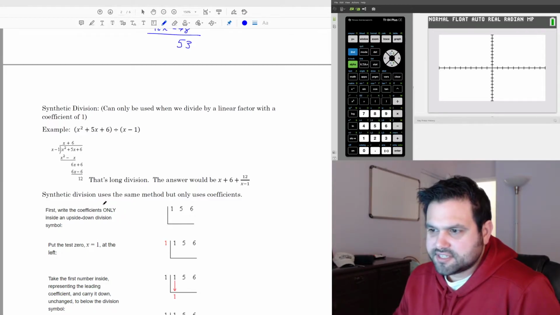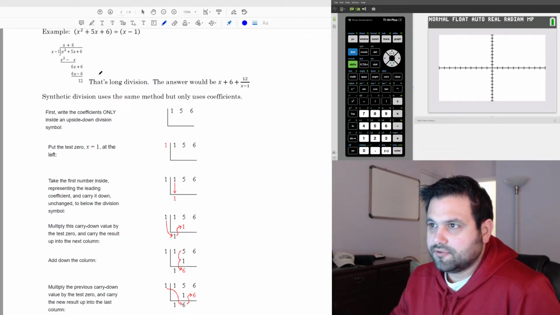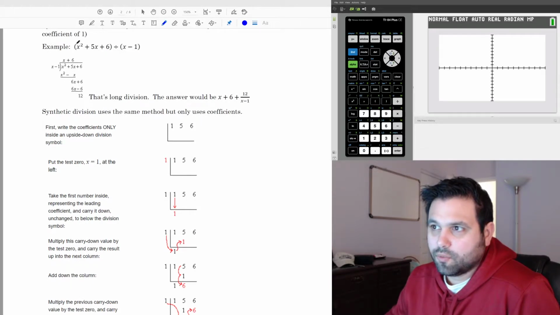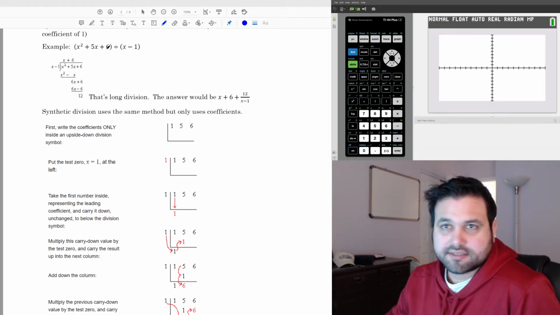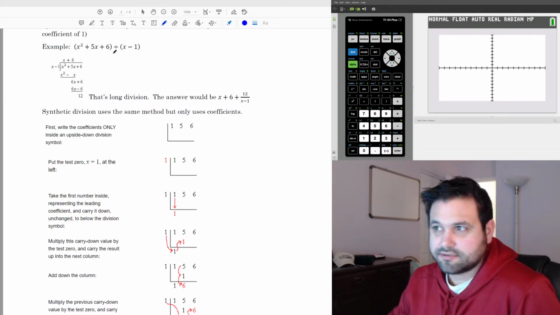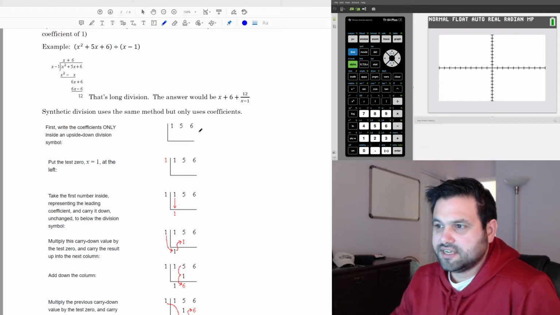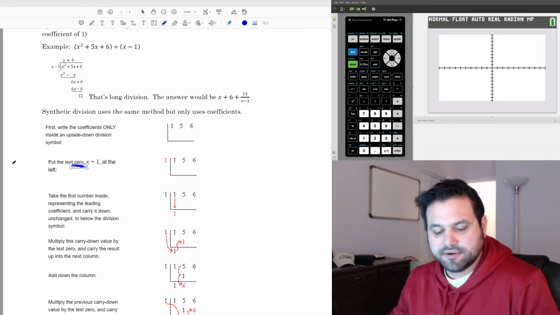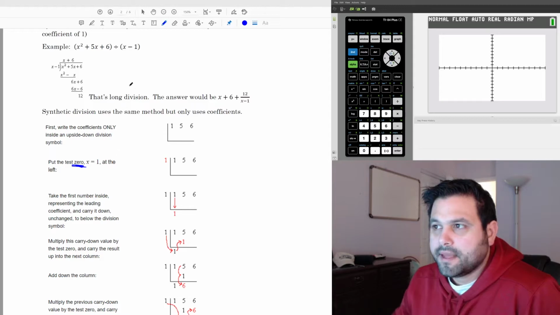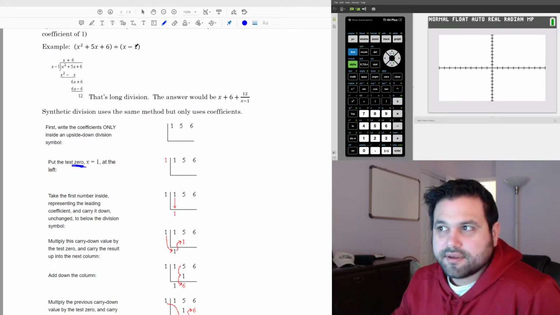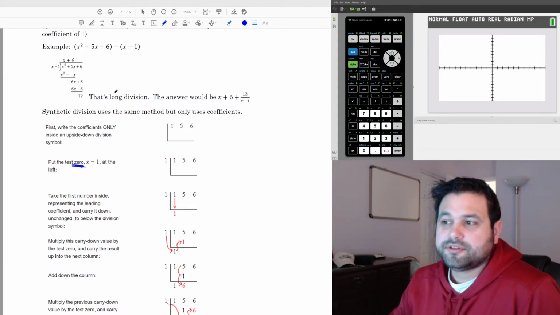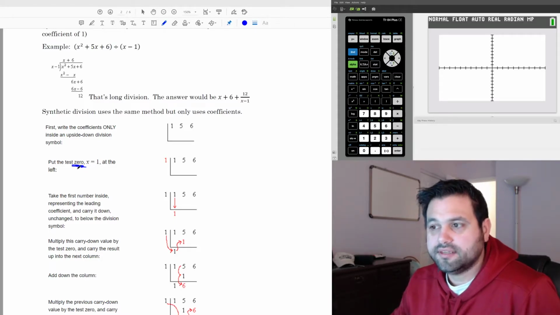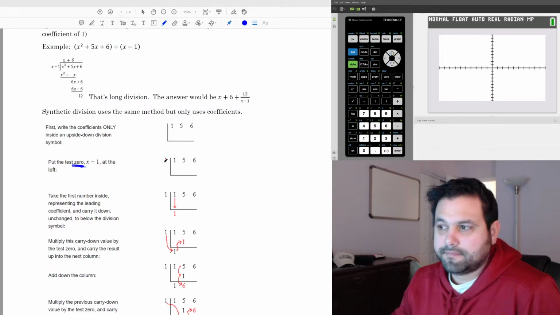So here's the steps. We write the coefficients down. So for example, here we see the coefficients are 1, 5, and 6, right? So there's nothing missing. It went from x squared to x to the 0, right? So 1, 5, and 6. Then what we do is we put the 0. It's important to remember that it's the 0 there. So x minus 1 is the factor, so x equals positive 1 is the 0. So we put that on the outside. Okay, and we kind of use this upside down division bar.